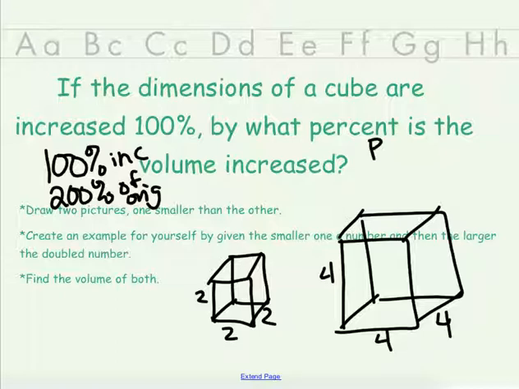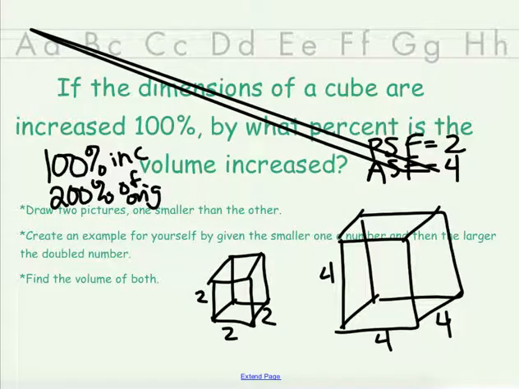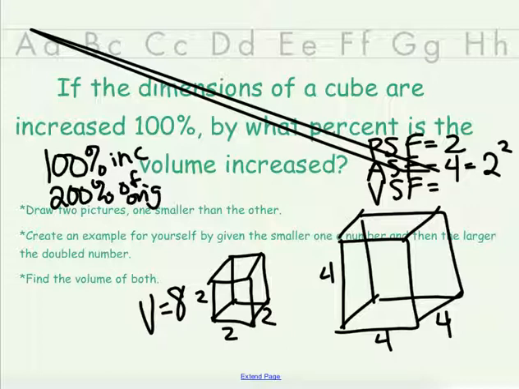So my perimeter scale factor is 2 because I have that 200% of the original. My area scale factor, well, if I look at a face on my first one, the area is 4. On the second one, my area is 16, meaning I multiply by 4 to get there. So my area scale factor is 4, or another name for it is 2 squared. And lastly, my volume scale factor. Volume for the first one is 2 times 2 times 2, which is 8. And 4 times 4 times 4 for the other one is 64. So I multiply by 8, otherwise known as 2 to the third.